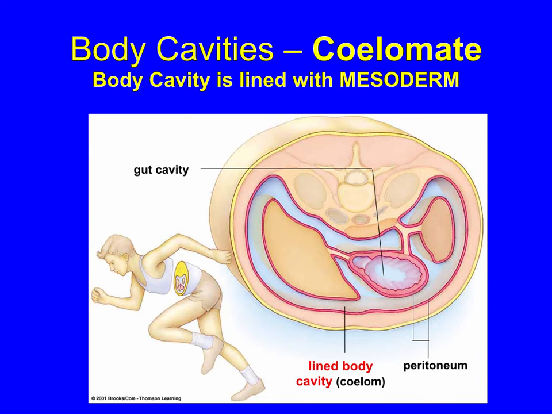Now, a coelomate has a body cavity lined with mesoderm. So a true coelom is a fluid-filled body cavity that is completely lined with mesoderm. They're called coelomates because they have two true body cavities, called true body cavities because they are fully lined with mesoderm. So that's what you have, two body cavities that are both lined with mesoderm. And that's the difference between a coelomate and a pseudocoelomate.